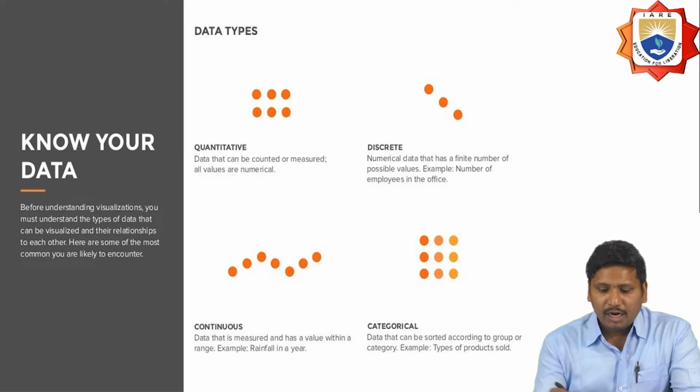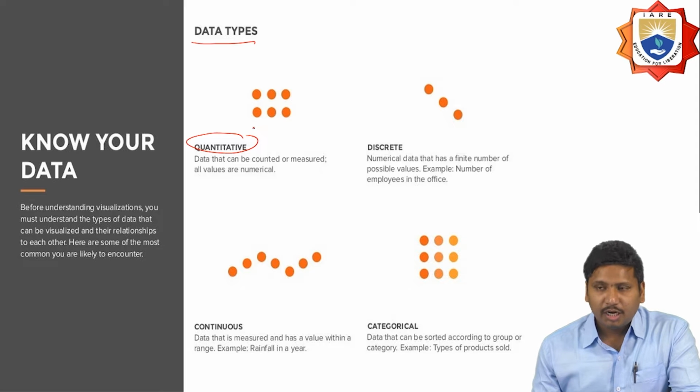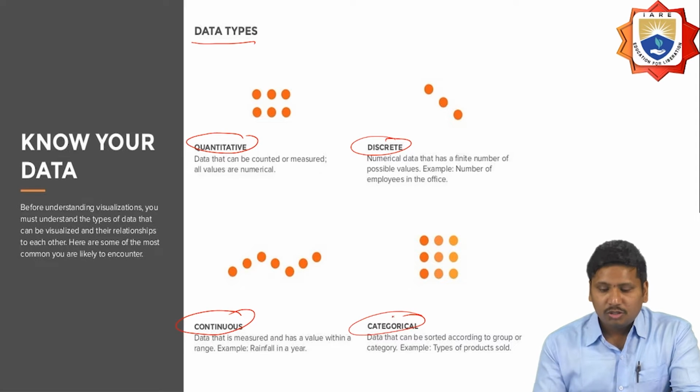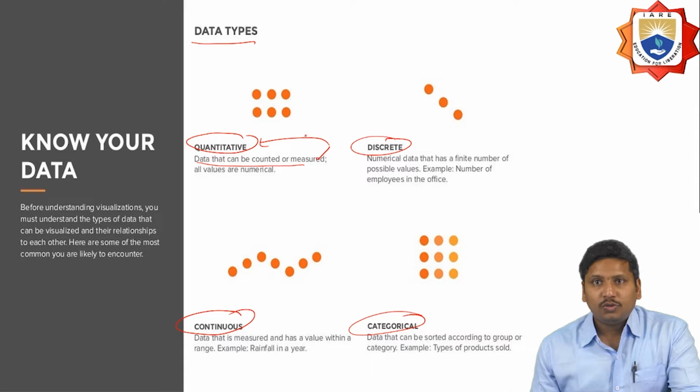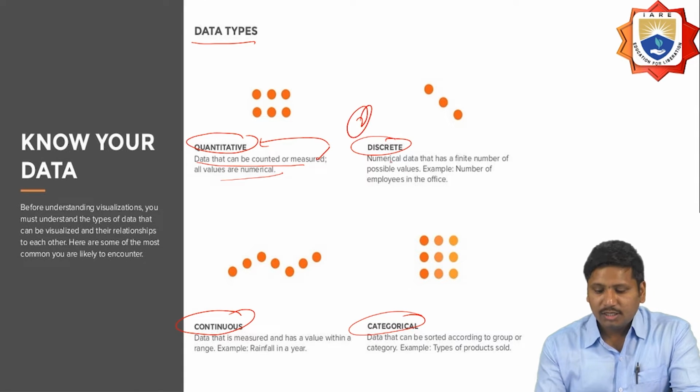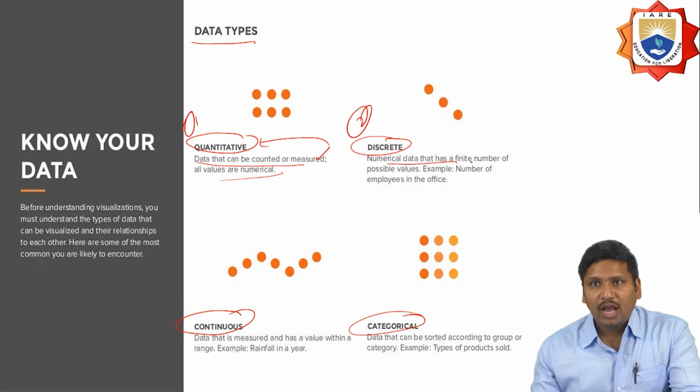So the data types are classified into different categories. The first is quantitative data types, the second is discrete, the third is continuous, and then categorical data types. Quantitative data means the data that can be counted or measured, so here all the values are in numerical form. The second one is the discrete data type, where all the numerical data have a finite number of possible values. Example: the number of employees in the office.